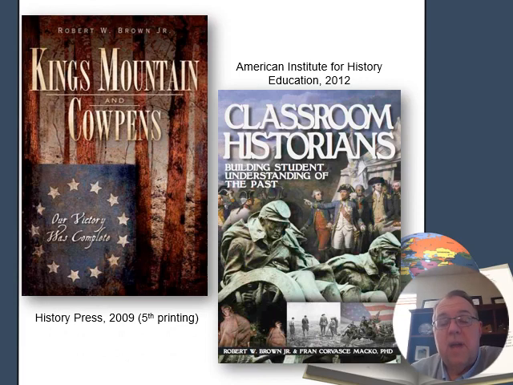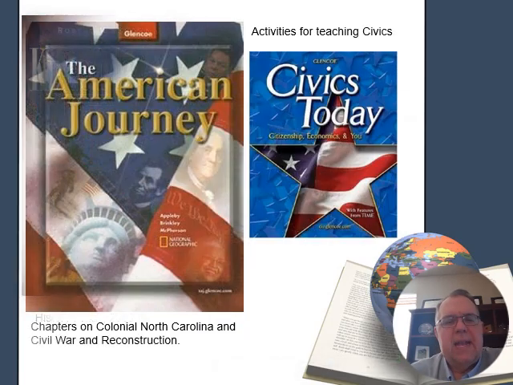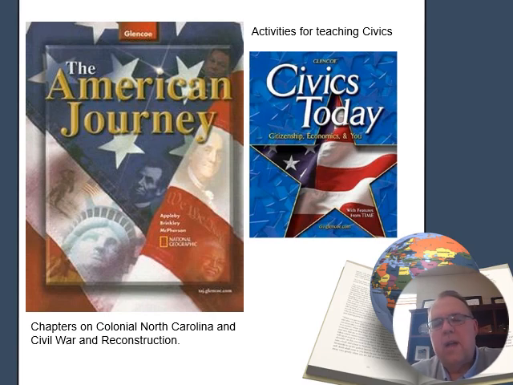The book on the left, the Kings Mountain Cowpens book, is one of the first things I ever wrote. It's been in print since 2009. I think it's in its 5th or maybe even 6th printing now. I just gave a lecture down at Cowpens a little while back for the anniversary with my buddy Fran Macco. We wrote this book, Classroom Historians, about how to get students to use the tools of historians in the classroom. I've also written insert chapters on colonial North Carolina and Civil War and Reconstruction for The American Journey, and activities for teaching civics for Civics Today.